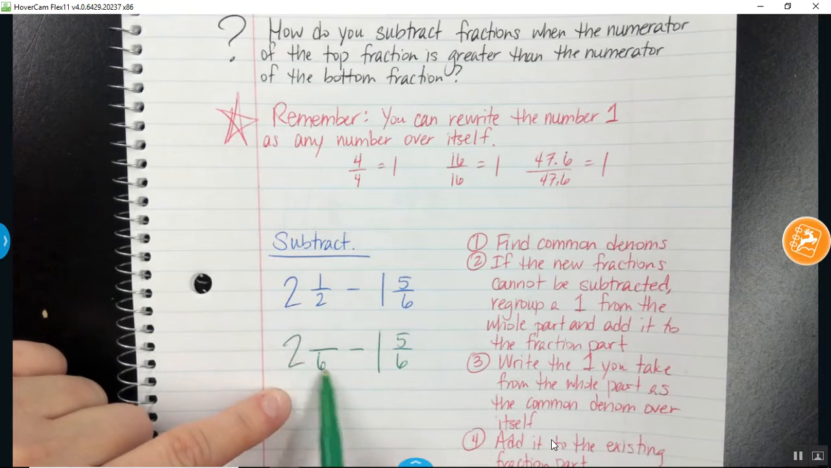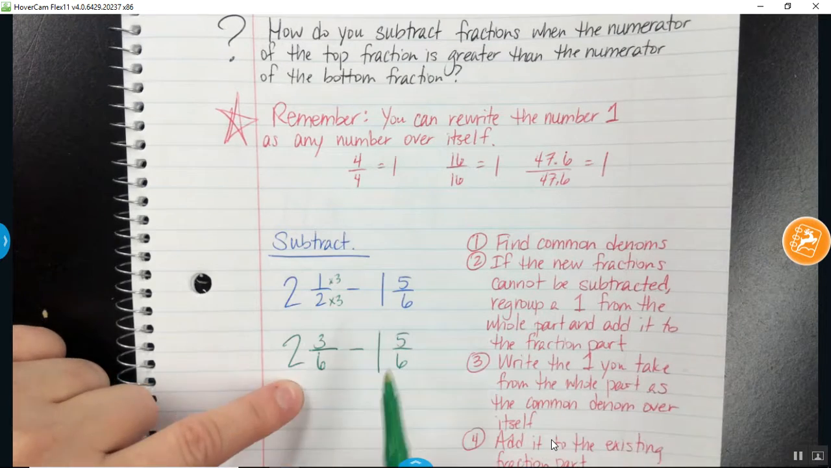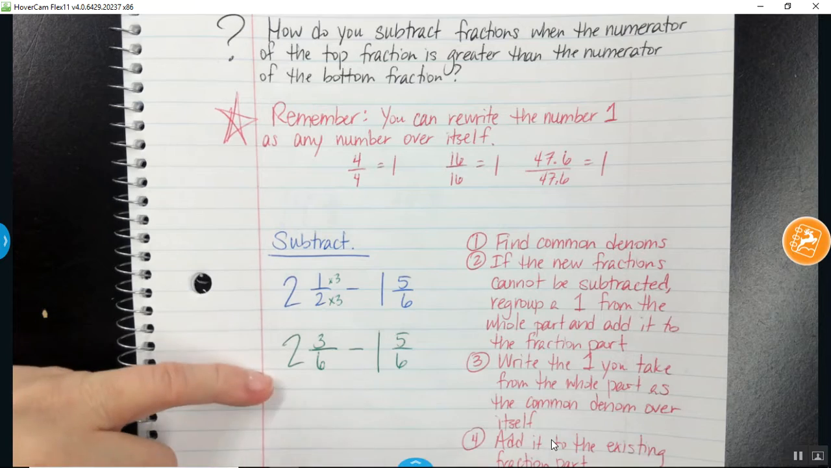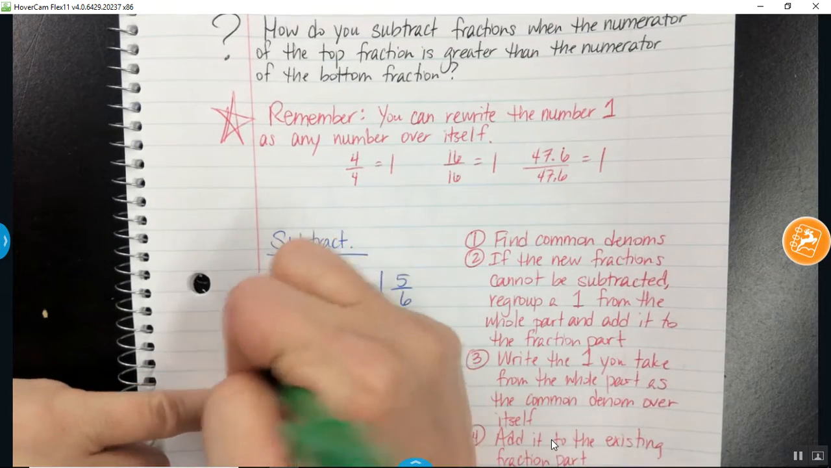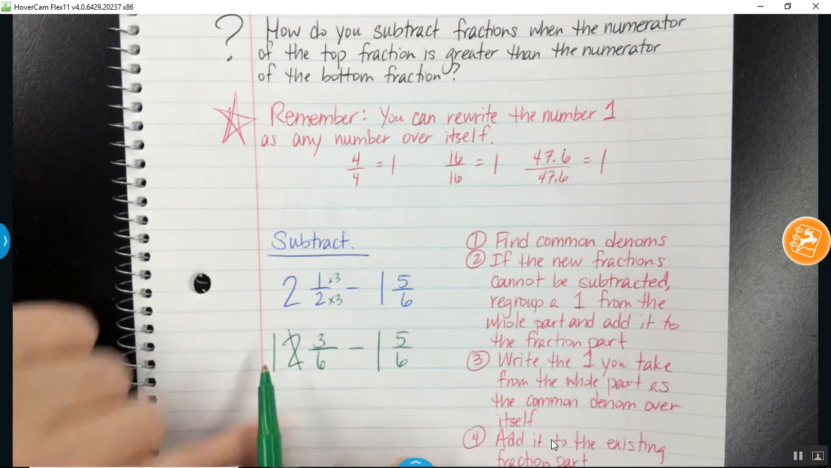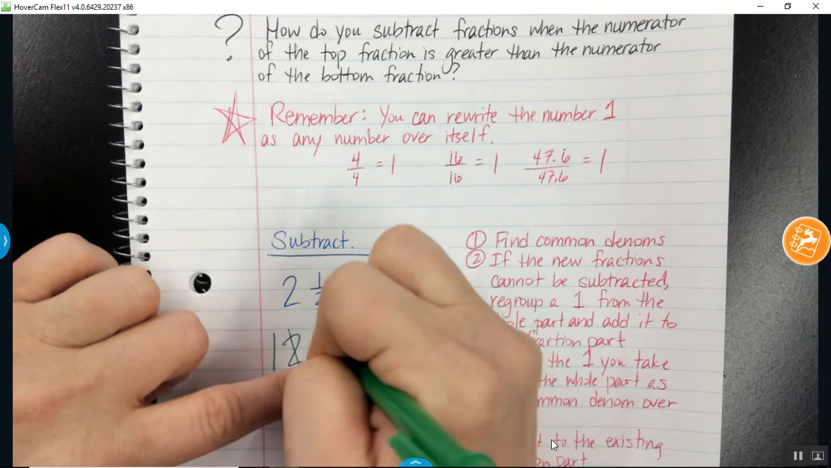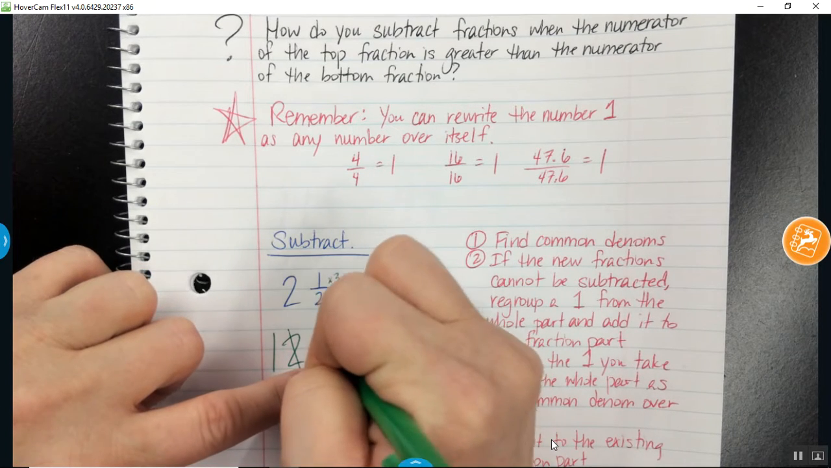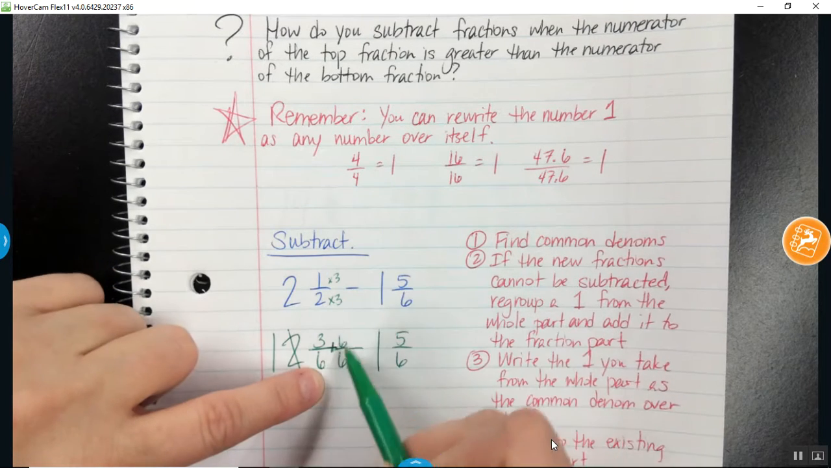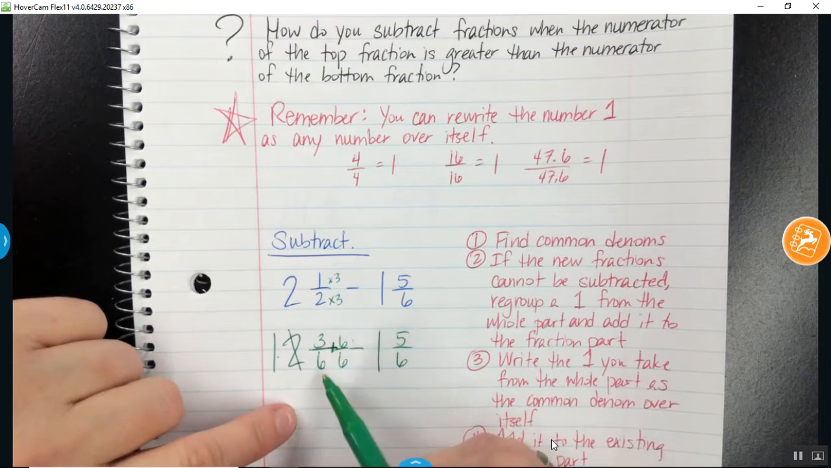So 2 to 6 is times 3. Whatever you do to the bottom, you do to the top. So now it's 2 and 3/6 minus 1 and 5/6, except you can't do that. So I'm going to borrow from this 1. The 1's place has 2, so I'm going to take 1 of them. There were 2, now there's only 1. I'm going to add it right here. I'm going to make this 6 out of 6. That's the 1 that I took. Okay, 1 and 3/6 makes 2 and 3/6.